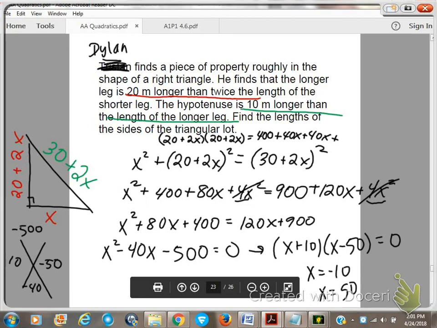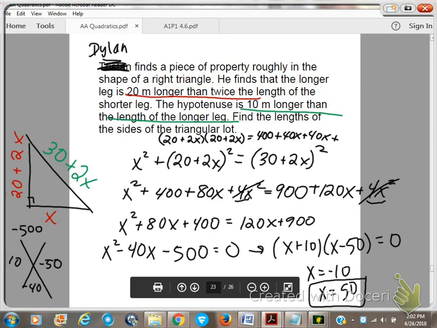Cody, do we want both of those answers? No, you just need a positive. Right, this one's a positive one. Okay, all right, now, it says to find the lengths of the sides of the triangular lot. Right now we've got one of them. Is one of them good enough for our triangular lot? No, we need to have all three of them.